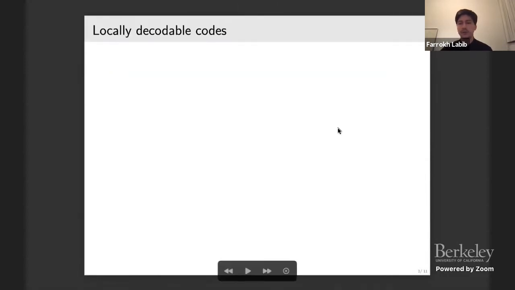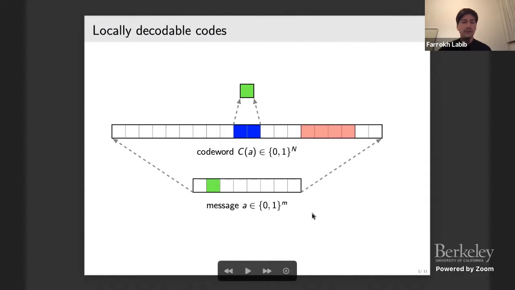So locally decodable codes encode some message of length m into a code word of length say n, and they have the property that you can retrieve a single message bit with high probability by only querying a small number of code word symbols, in this case 2, even after partial corruption.